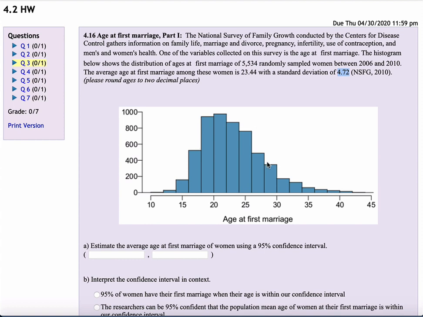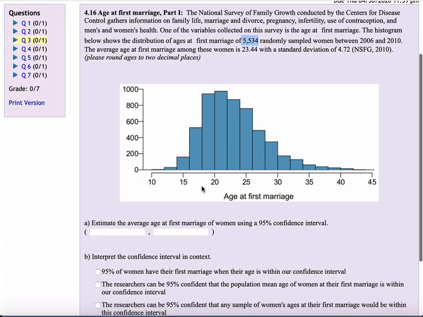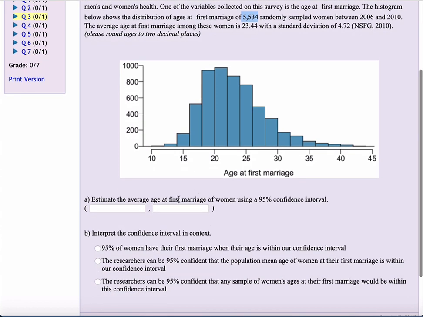One other comment, if you look at this histogram, it doesn't look like it's normal. It's kind of confusing, right? This is the parent distribution. Doesn't matter if the parent distribution is normal, because we're talking about the sampling distribution, as long as our sample size is large enough, greater than or equal to 30. So you don't use this histogram at all. It's just kind of extra information that's in there. Figure out your confidence interval, round to two decimal places, and interpret.